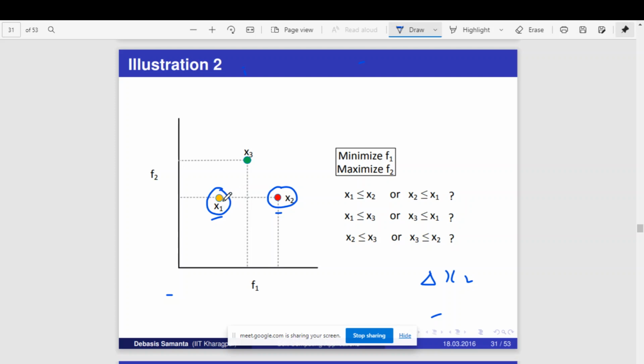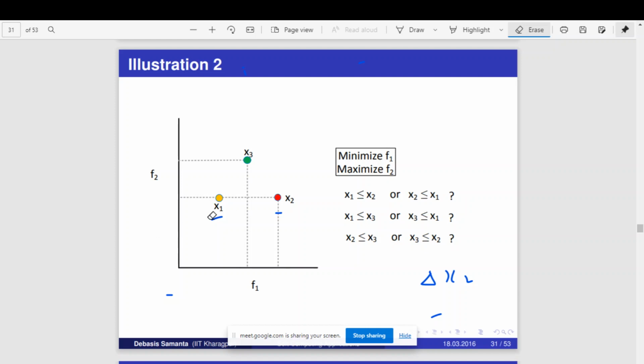Because with respect to the function f1, you can say that x1 is better than x2, right? But with respect to function f2, you cannot say that x1 is better, still x1 is no worse than x2, right? So the first condition is x1 is no worse than x2. That is satisfied for both. And the second condition is that at least for one of the objectives x1 should be better than x2. So that is satisfied, right? So you can say that x1 is dominating x2. But can you say that x2 is dominating x1? No, x2 is not dominating x1.